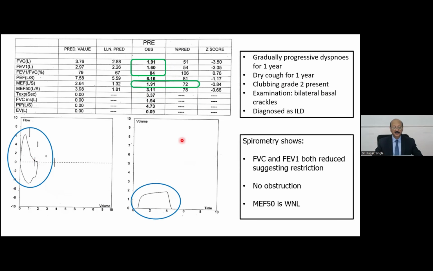And when you look at the values, you find the FVC and FEV1 both are reduced, and the MEF 50 is within normal limits. So what it indicates is that there is a restrictive pattern, no obstruction, and the MEF 50 is within normal limits, indicating that the small airways are also not closed.